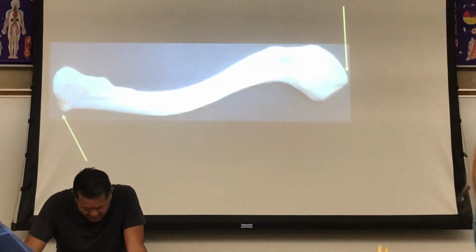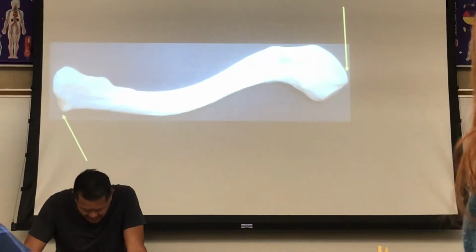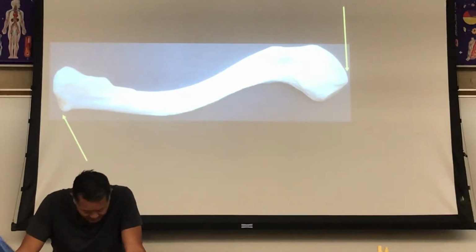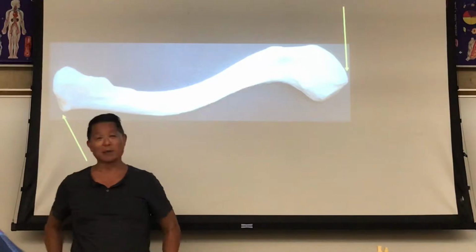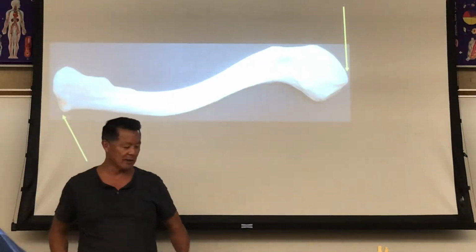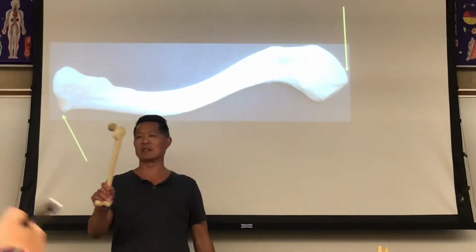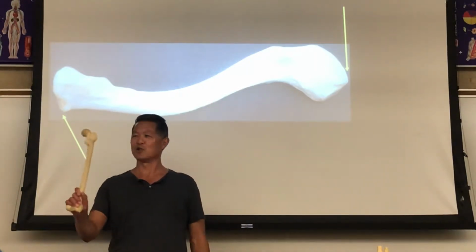Process is a plus. Ramus is a plus. Spine is a plus. It sticks out, it comes to a point. Trochanter, I would put 2 pluses. It's huge, and you only have 2, and they're both on the femur. But they're huge, they stick out hugely.